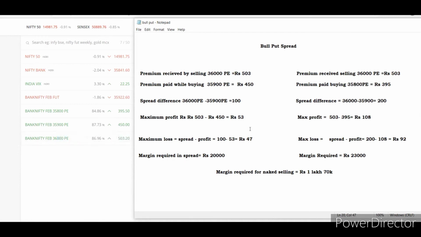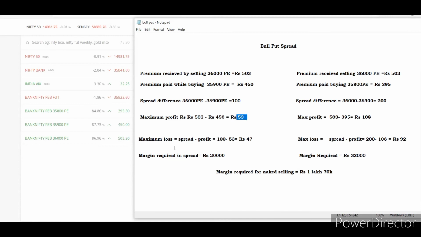Now let us see what the risk is in our bull put spread. I sold the 36,000 put option and I bought the 35,900. So what's the difference between the strikes? It is 100 rupees, not 100 points. This is known as the spread difference. And our maximum profit is 53 rupees.